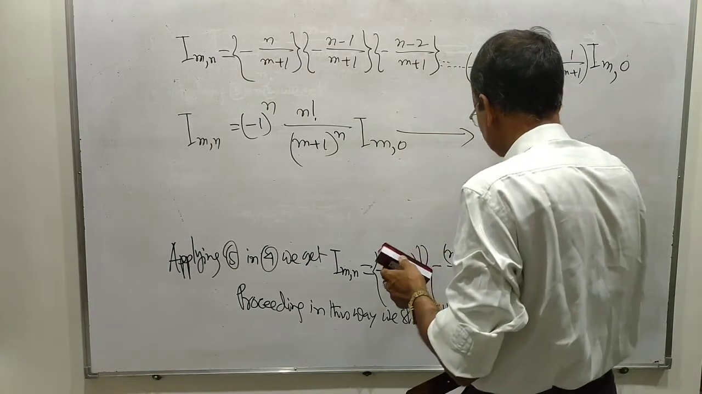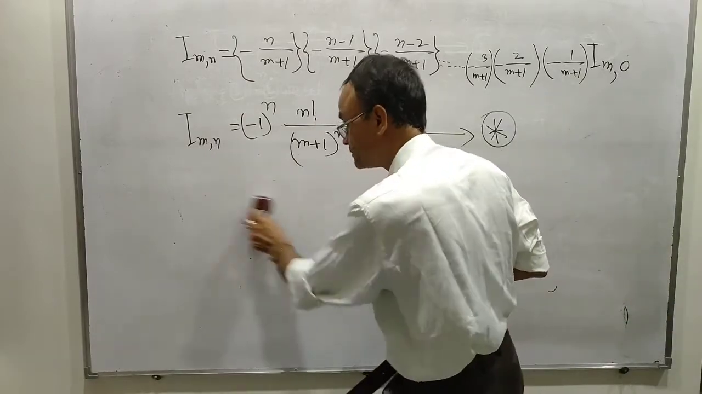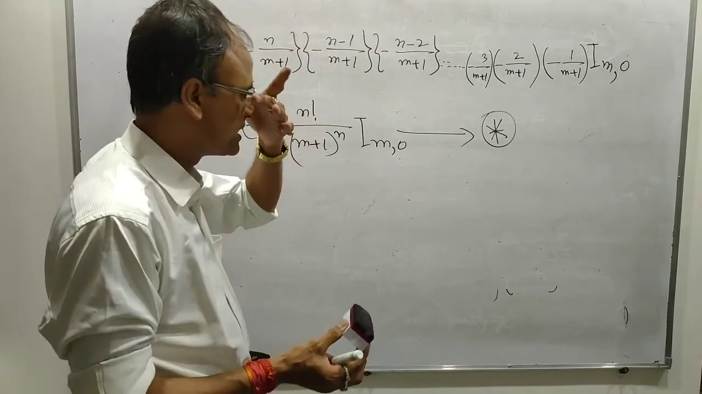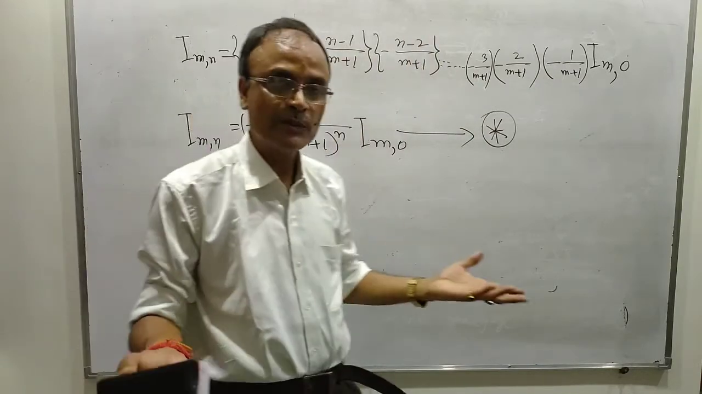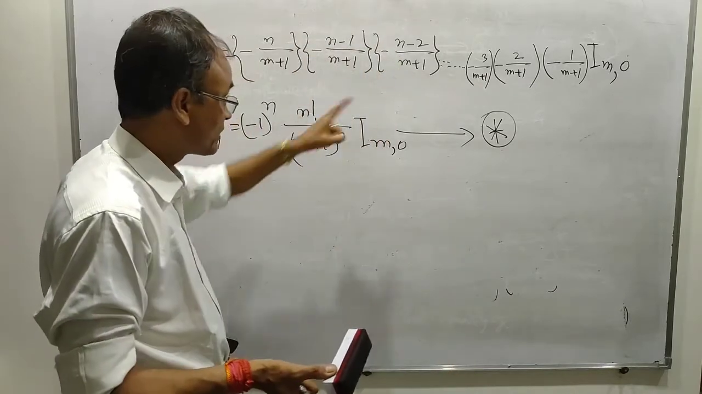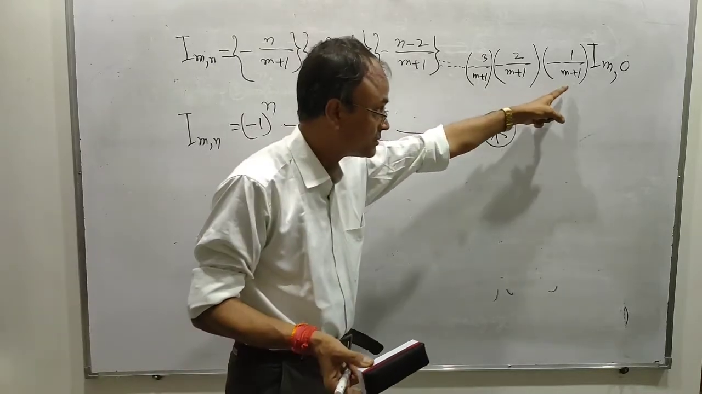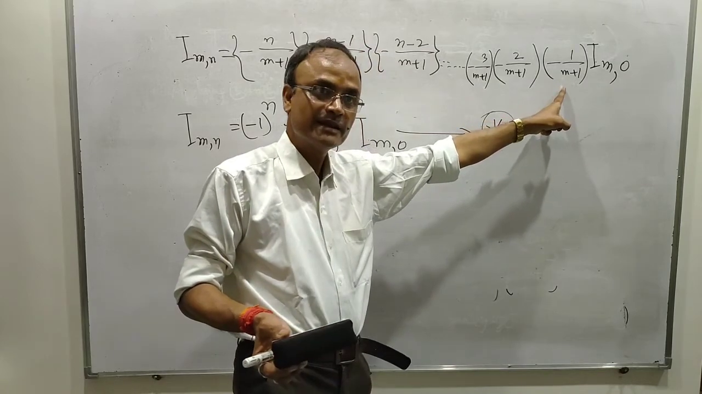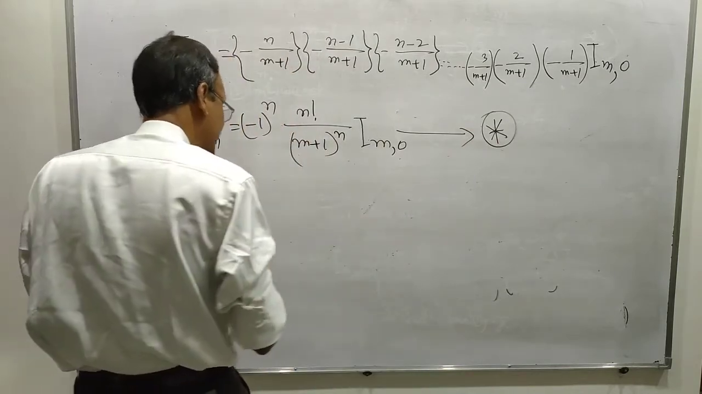Star. I_{m,n} equal to this. Perhaps you understand this: minus 1, minus 2, minus 3 up to minus n. How many minus 1 are there? n. It will be minus 1 to the power n, and 1, 2, 3, 4 up to n gives factorial n. There are m plus 1 in the denominator, n times, so you will get m plus 1 to the power n ultimately.